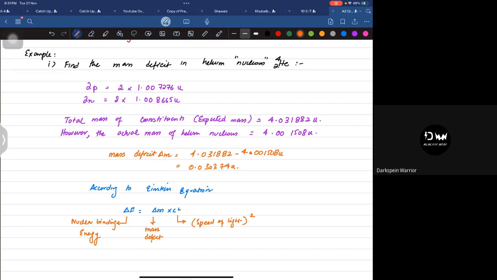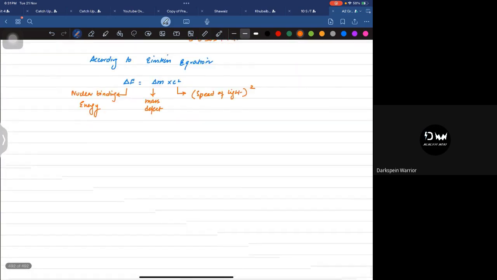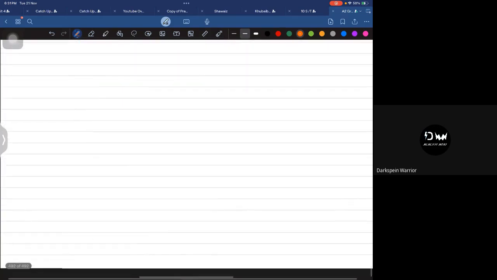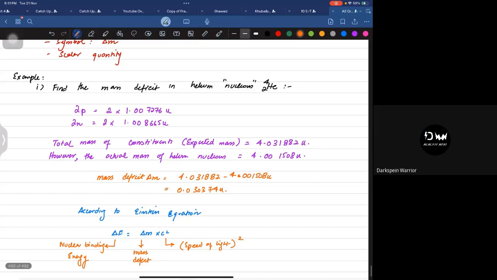This gives binding energy in joules or electron volts. Joules. You have to convert it, because speed of light is in SI units. All right. Now, kids, I will be moving to a new page because I cannot do this here.